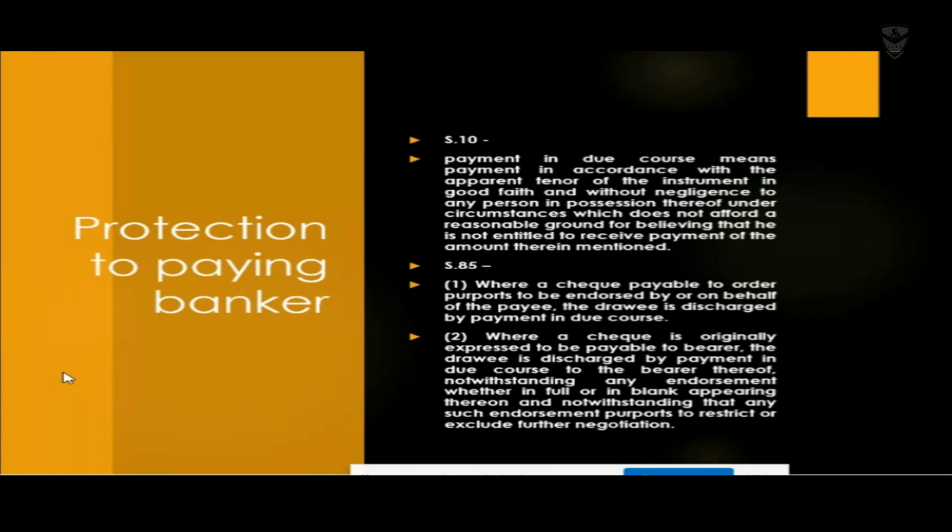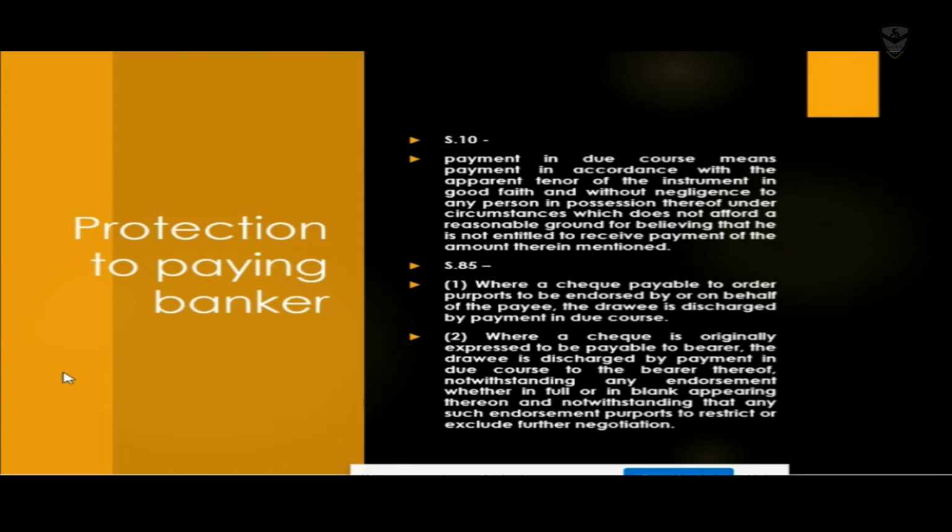Section 85 says that where a check payable to order purports to be endorsed by or on behalf of the payee, the drawee is discharged by payment in due course. So suppose the check is payable to a particular person and he has endorsed the check, the drawee is discharged by payment in due course. If the endorsement is in order, the bank is entitled to get protection.